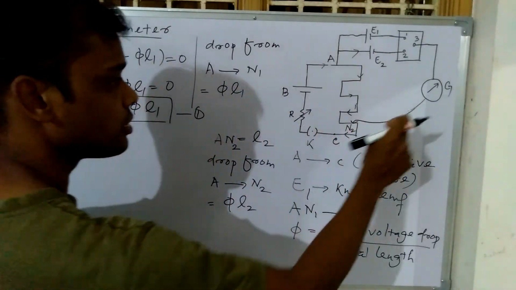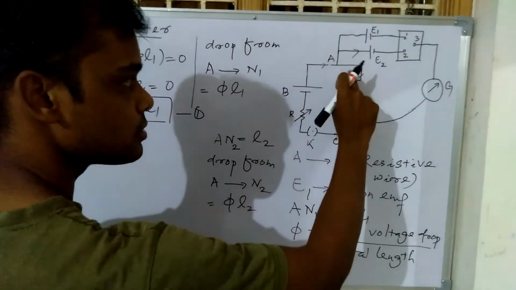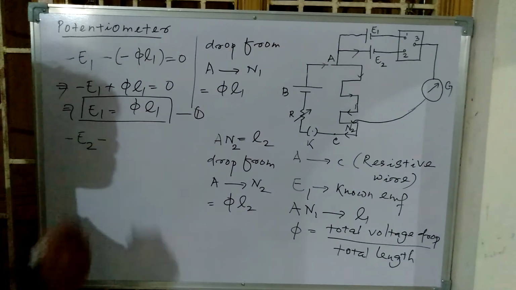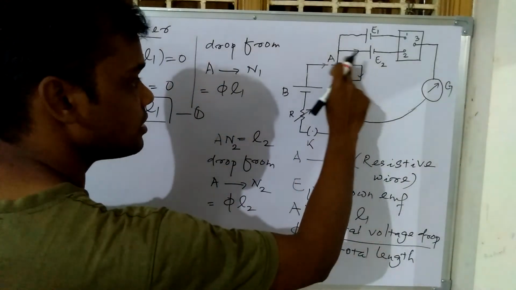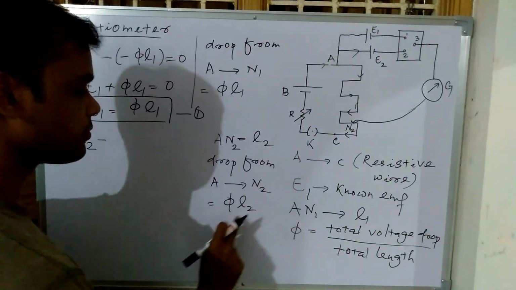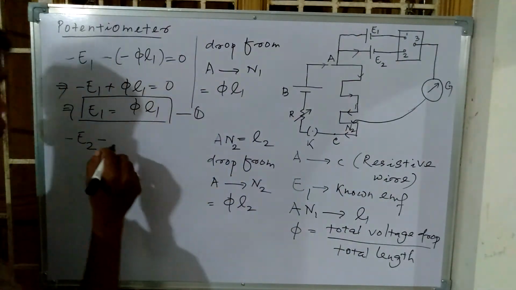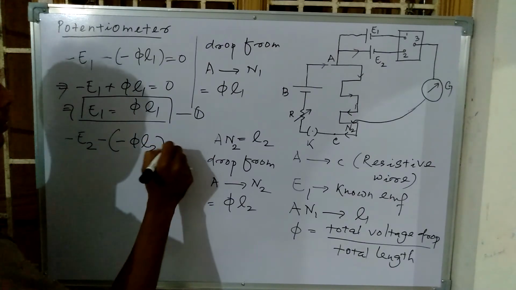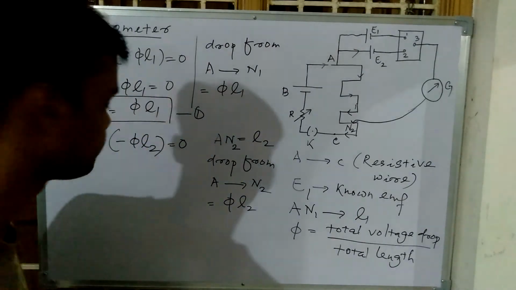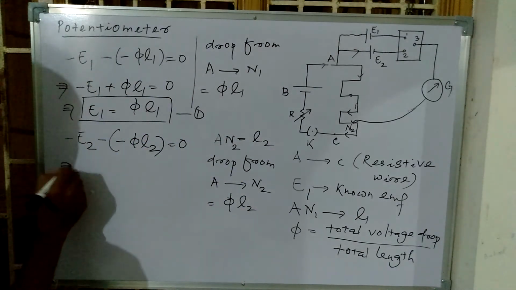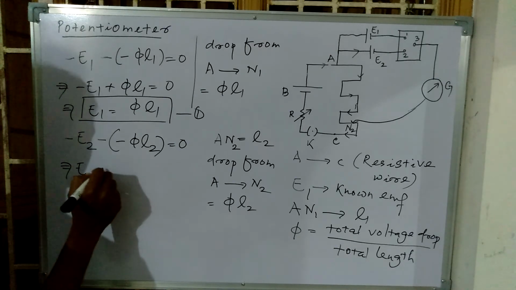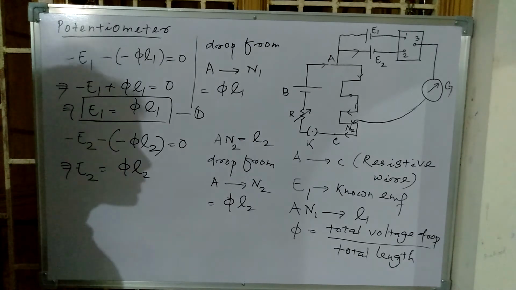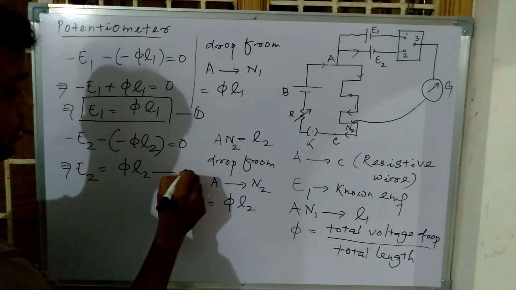Again the same thing: our current is flowing like this, so this current is opposing our current, so minus sign first, and this is a drop, that's why again I write minus phi L2 equals to 0. Now from this we are getting E2 is equal to phi L2. This is equation number 2.